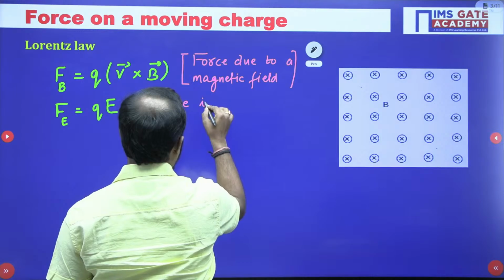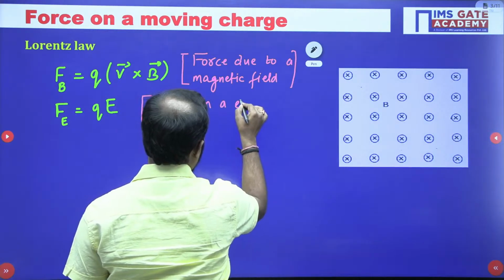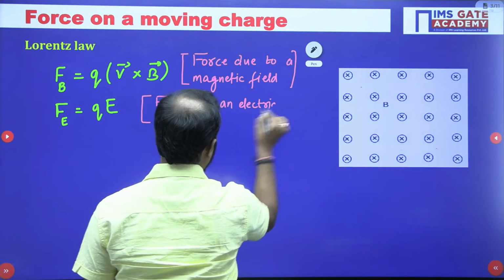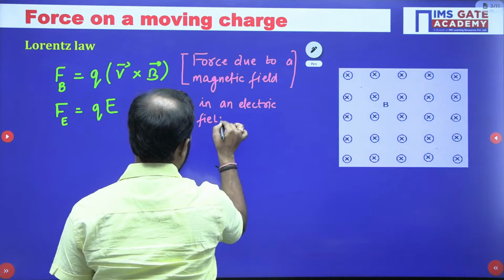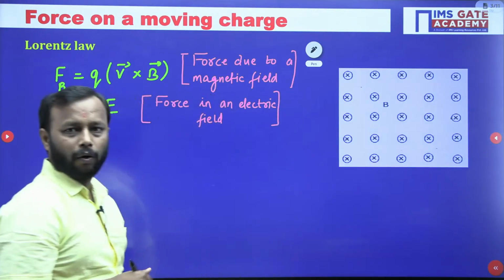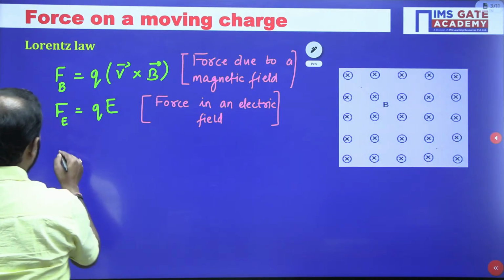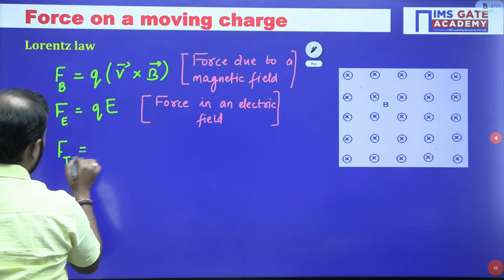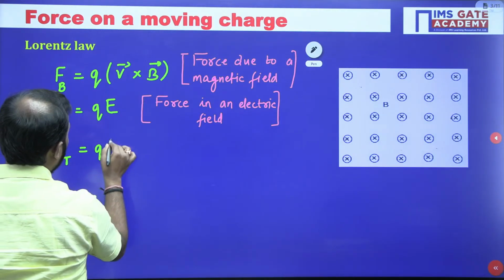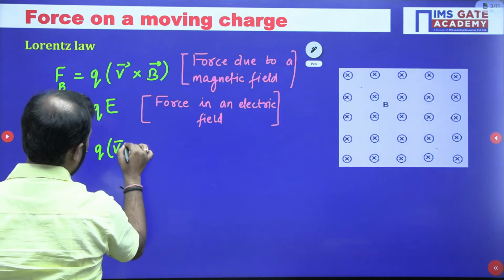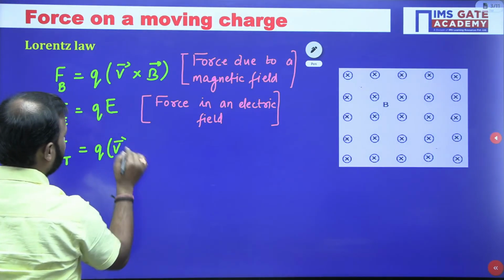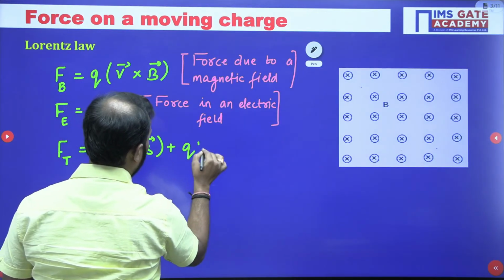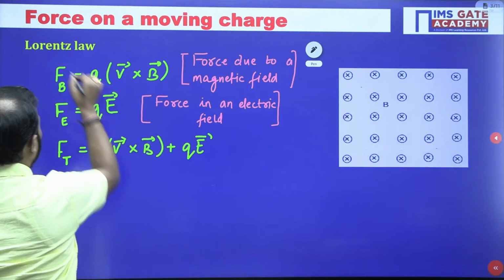So what can I conclude? I can conclude that the total force on a charge, Ft, is equal to Q V cross B plus Q times E. This is basically a vector.